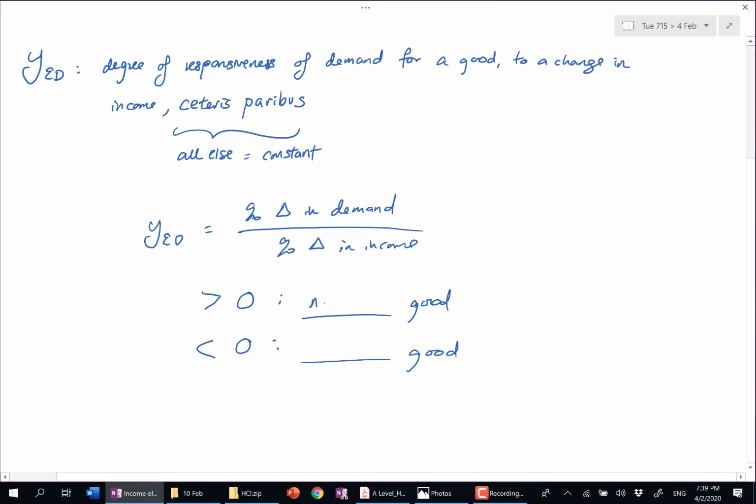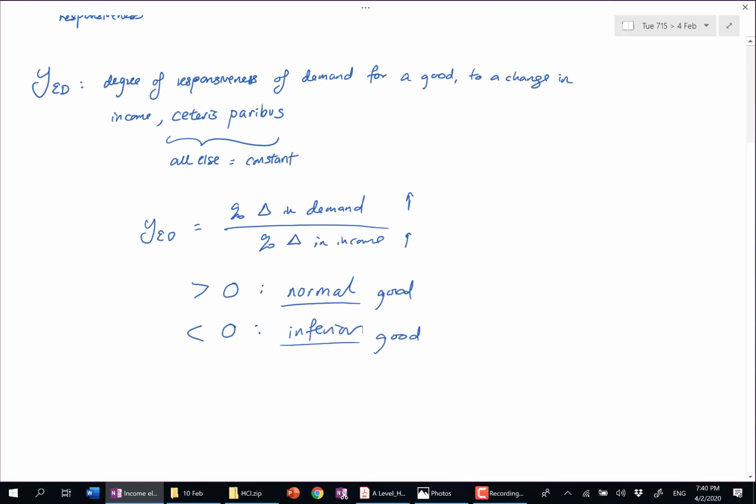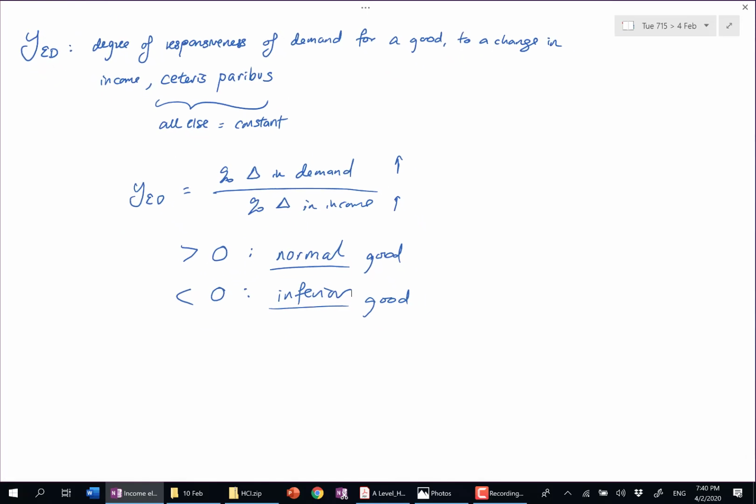Very good. When it's positive, it's a normal good, because if the denominator goes up, the numerator also goes up. That means when income goes up, demand goes up. It's normal. Then this is inferior. It seems like learning about elasticity has not added any value. We're still looking at the same thing. Nothing has changed, right? Wait a minute.